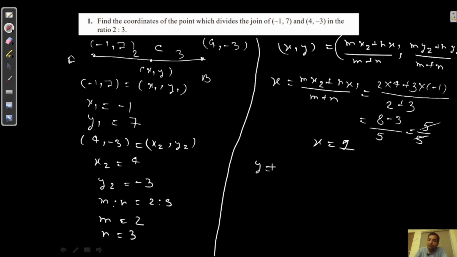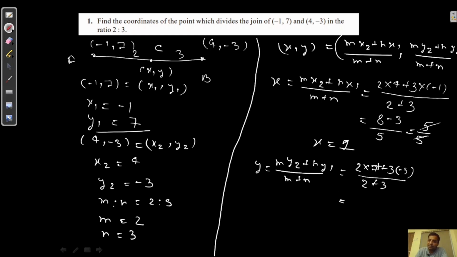Similarly, we will solve for y. Value of y you can compare here. After comma y is there, and right hand side after comma we are having (m y2 plus n y1) upon (m plus n). Now just look, I am putting the value of m as 2, for y1 it is 7, you can see here, for y1 it is 7, plus the value of n is 3, value of y2, as you can see, the value of y2 is minus 3, and negative value I will always keep in bracket for avoiding calculation mistake. The value of m is 2 and the value of n will be 3.